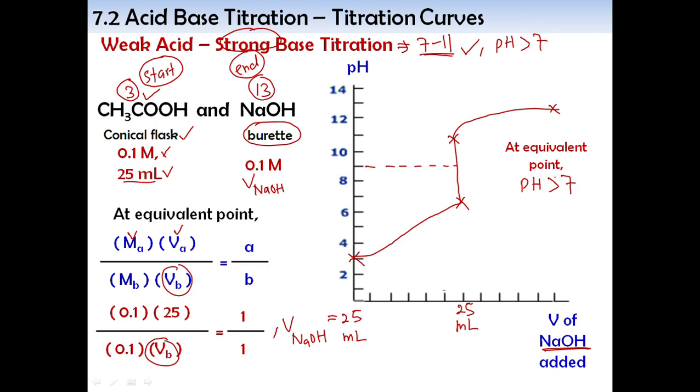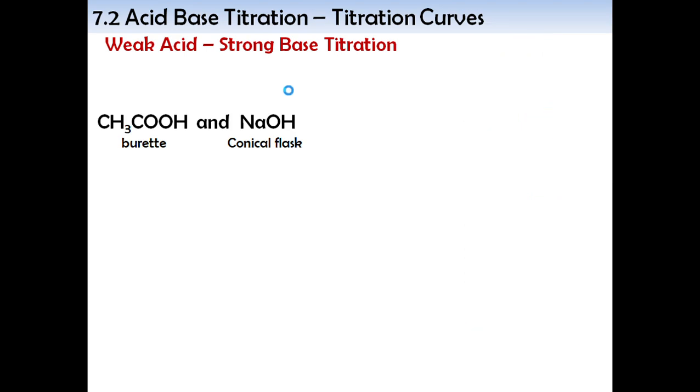Boleh? So, we move to the last example. So, still weak acid, strong base. Jadi, ini kita tahu the endpoint pH range is 7 to 11. So, CH3COOH is a weak acid. So, the pH is 3. And NaOH is 13, strong base.